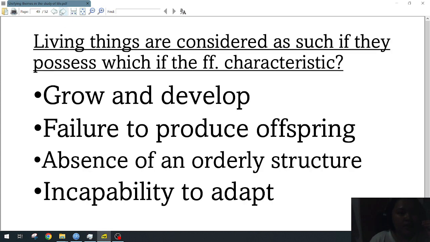Okay, another. Living things are considered as such if they possess which of the following characters? Ikaw daw ay alive or considered a living thing if you have this characteristic. So what's that? The answer is what? You grow and develop. Okay? The rest ay hindi. The rest ay mali yan. The answer is when you are alive, you grow and develop.